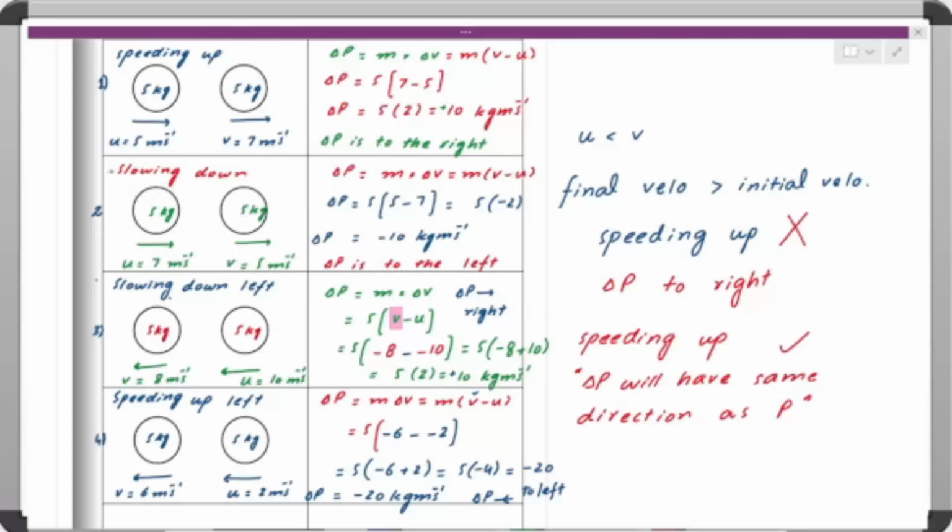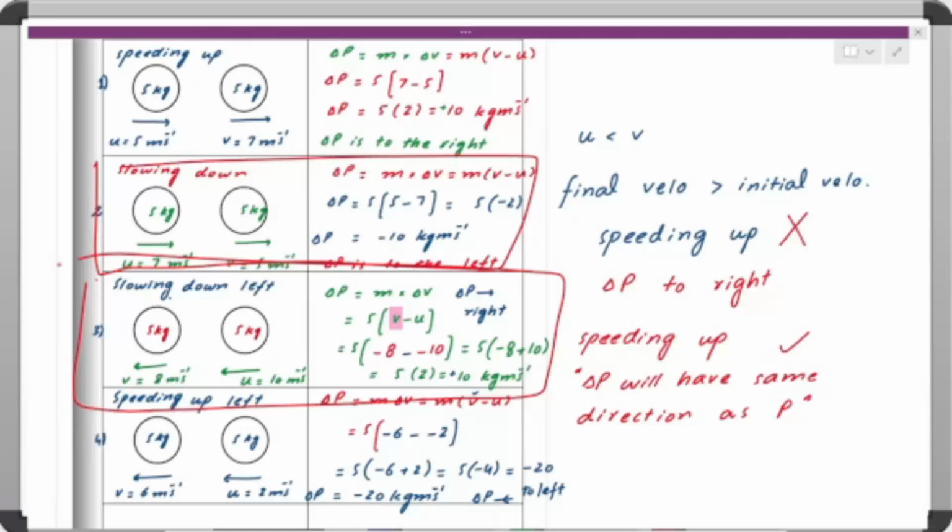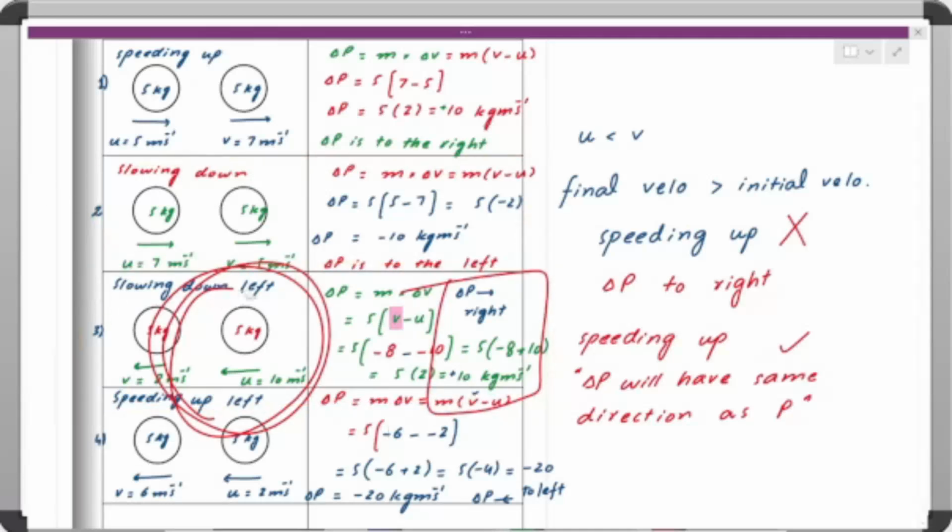So if you're slowing down instead of speeding up, then whatever the direction of momentum is, the direction of the change in momentum would be the reverse of it. For example, in case 2, the direction of the momentum was towards the right side, but the direction of the change in momentum is towards the left side. And likewise in case 3, the direction of the momentum was towards the left side, but the direction of the change in momentum was towards the right side. So this is a general statement that would be applicable to all of them.